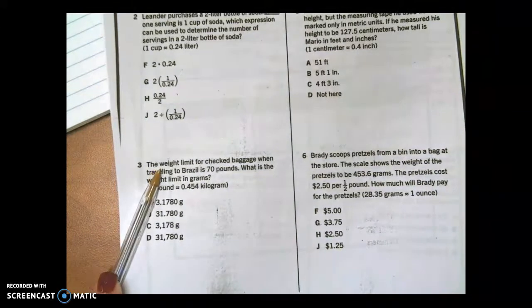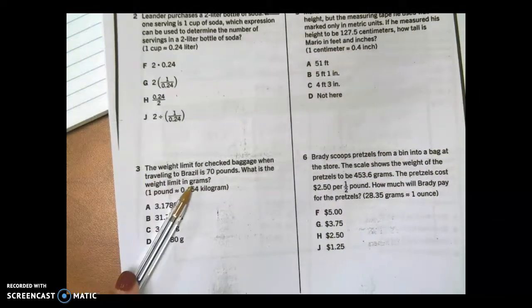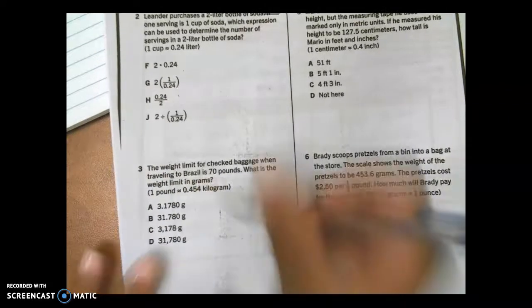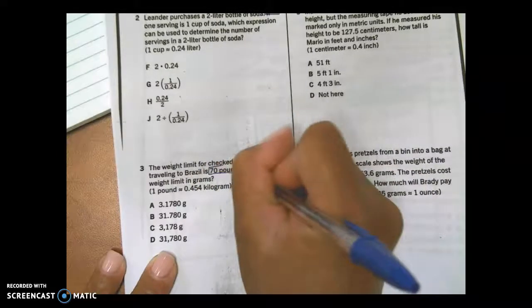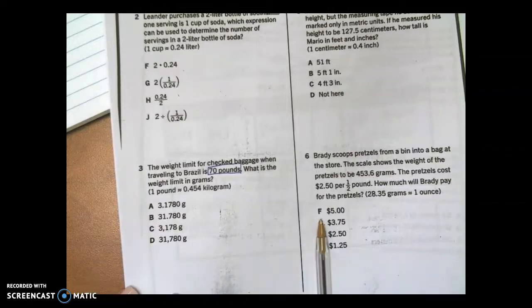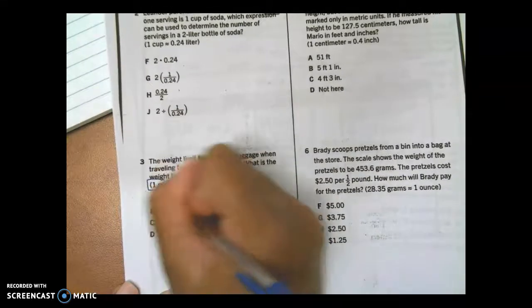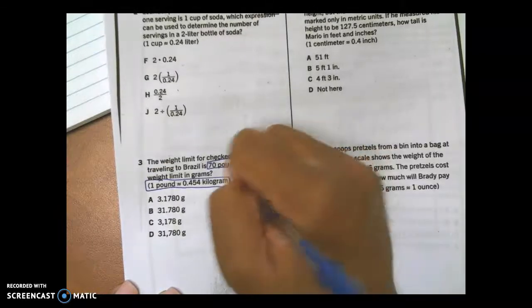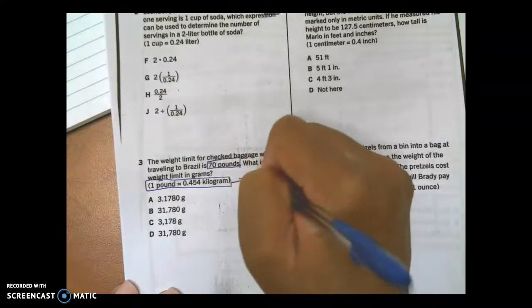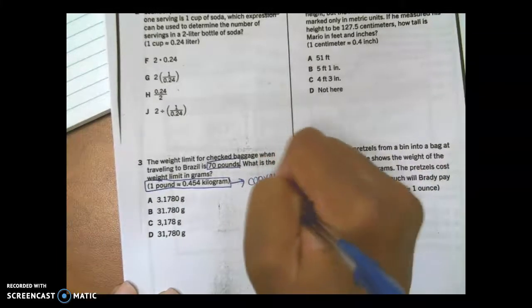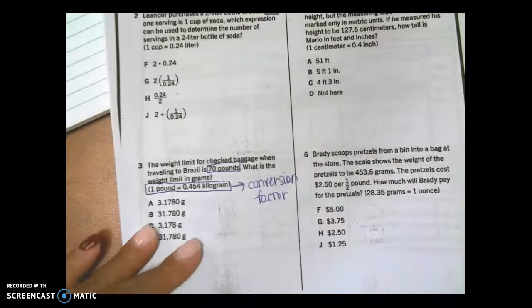I want to find the weight for what? Weight in grams. The weight limit for checked baggage when traveling to Brazil is 70 pounds. What is the weight limit in grams? Meaning 1 pound is 0.454 kilograms. This is a conversion factor. So 70. 0.4. Time out. Time out.